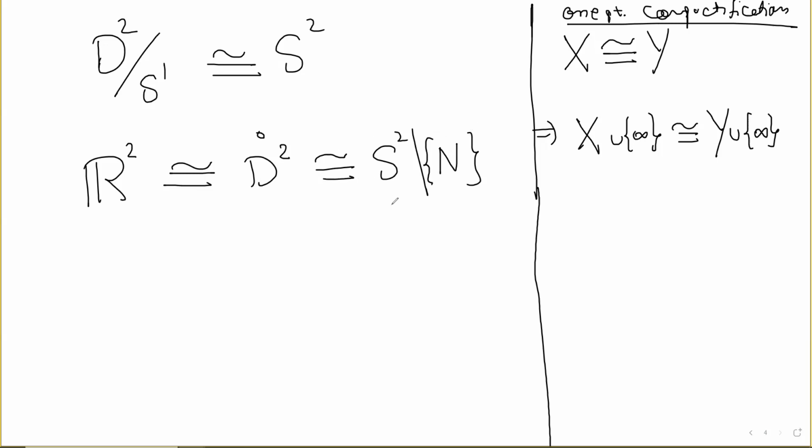But then how do you prove that the one point compactification of this thing is S2? How do you show that? So the task now is to show that the one point compactification, for which we have the notation, is the same as S2.